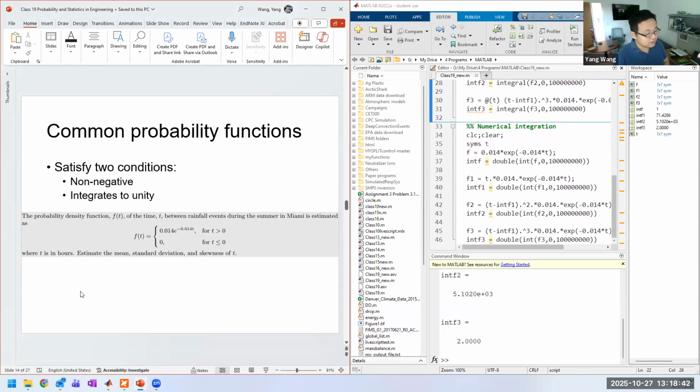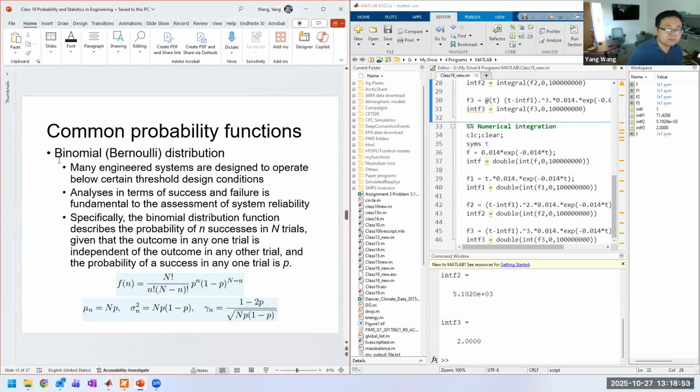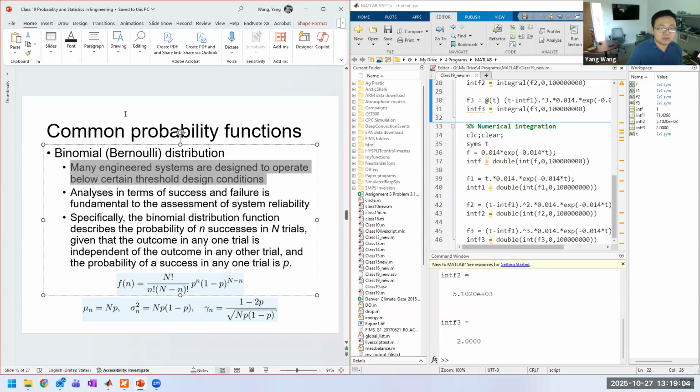But in engineering, especially environmental engineering, there are certain types of probability function that we use more commonly. So here I'm just going to introduce several of them. The first one is the binomial distribution or the Bernoulli distribution. The background is that many engineering systems are designed to operate below a certain threshold of design conditions. So we're talking about the success or failure of the system.